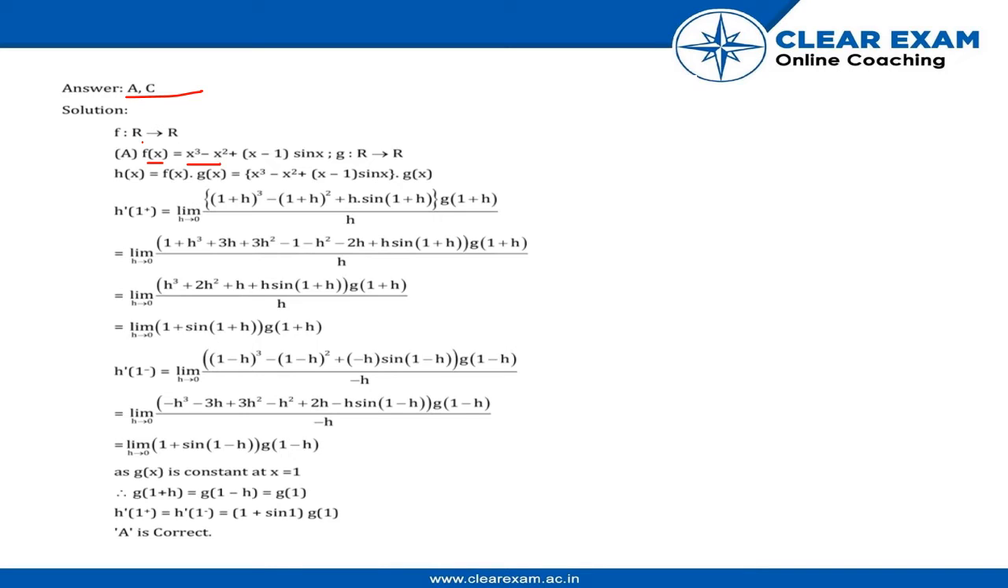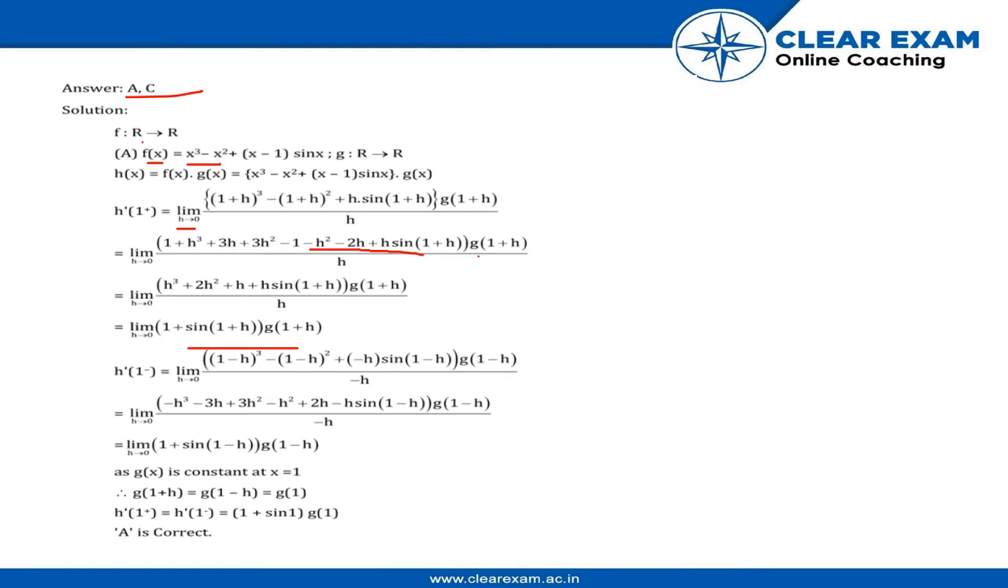Now h'(1⁺) equals the limit as h tends to 0 of [(1 + h)³ − (1 + h)² + h sin(1 + h) g(1 + h)] upon h. That is the limit of [1 + h³ + 3h² − 1 − h² − 2h + h sin(1 + h) g(1 + h)] upon h. When we solve this, we will get the limit as h tends to 0 equals (1 + sin(1 + h)) g(1 + h).